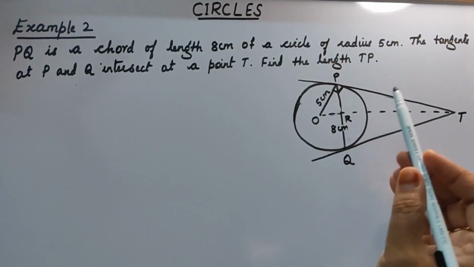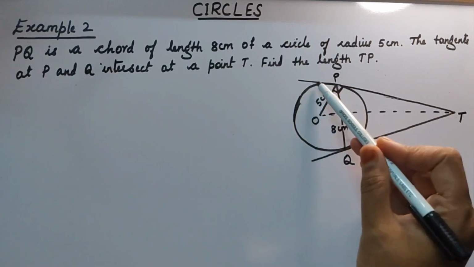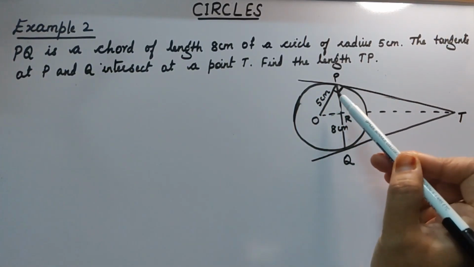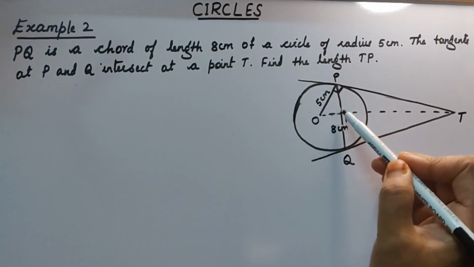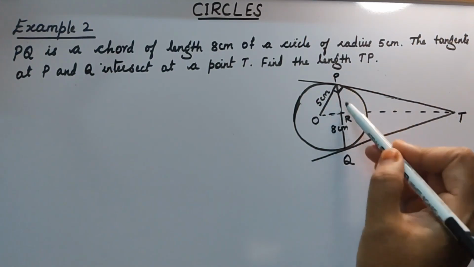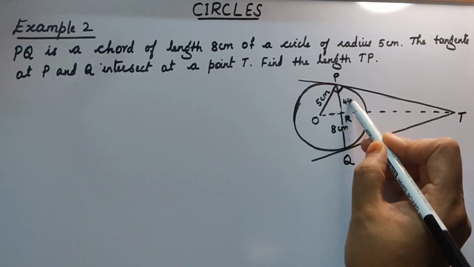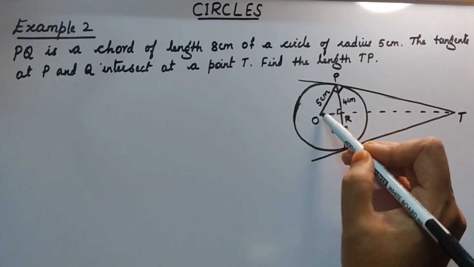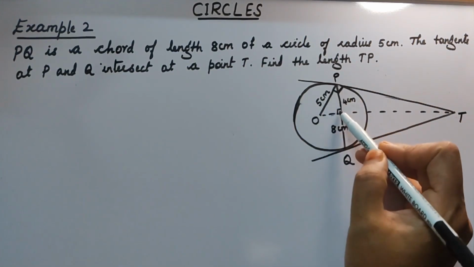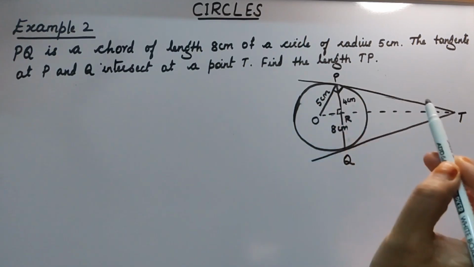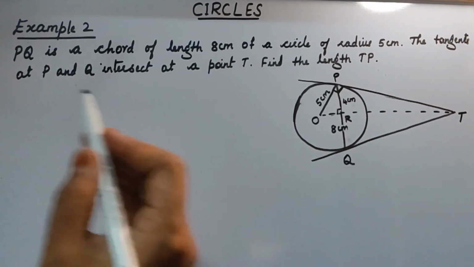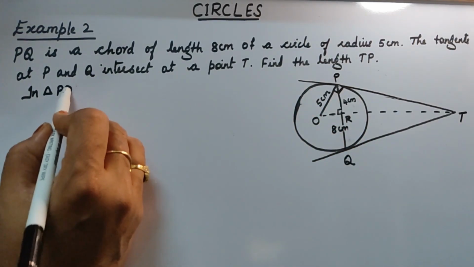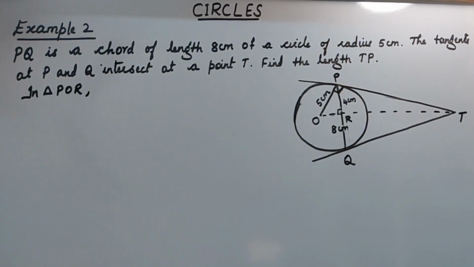Now how are we going to find it? We know the tangent touches the circle at 90 degrees. This is 90 degrees. If a chord is 8 centimeter, so PR will be 4 centimeter. Right? Here, this will form a right angle triangle. So if this is a right angle triangle, let us find out OR. In triangle POR.